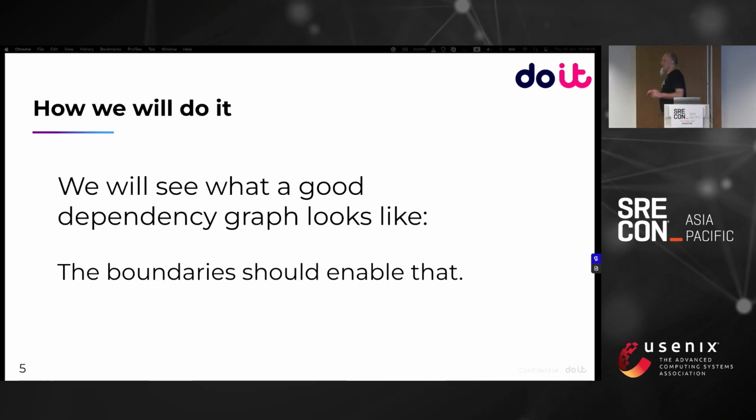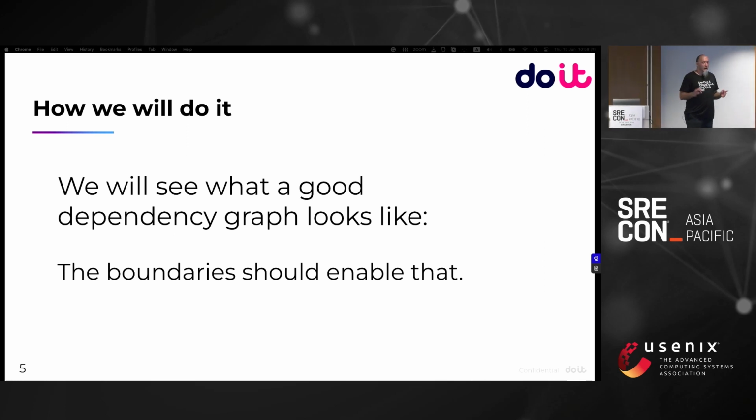How will we solve this problem? By looking at dependency graphs. So we will see what a good dependency graph looks like. Of course, I'll define what it means for things to depend on each other. And the boundaries should enable a good dependency graph. I said untangling the tangled cloud. If you think of things connected to each other, the boundaries should be drawn in a way where that's not a tangle.